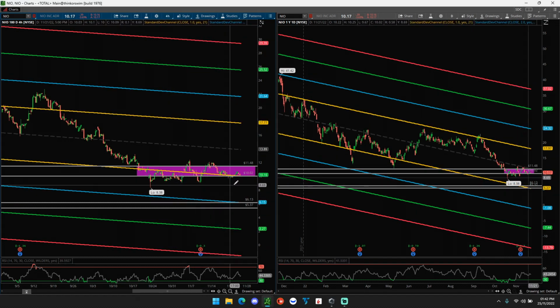Again, where would our closest target be? $10. So that's our key target. Obviously, we're taking profits along the way, but 4 points of upside, risking no more than probably a point on that trade. You can get some really good risk to reward on that, and that would be my main trade opportunity that I'm paying attention to on NIO going forward.